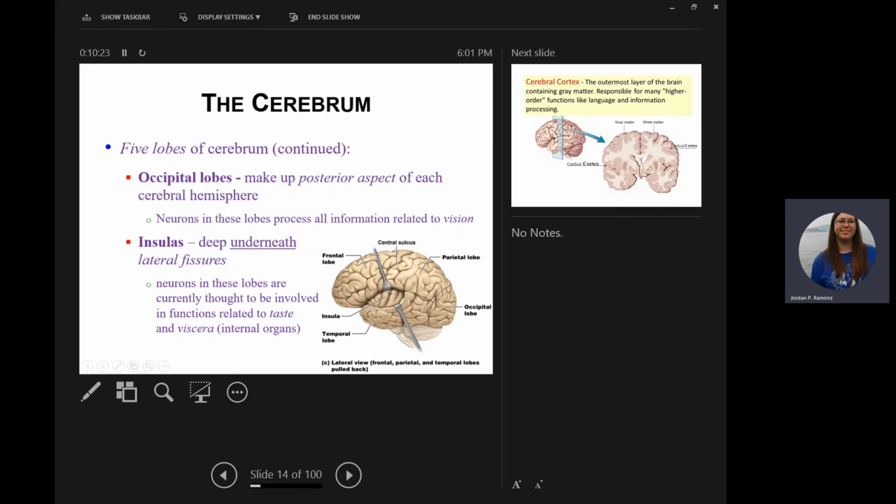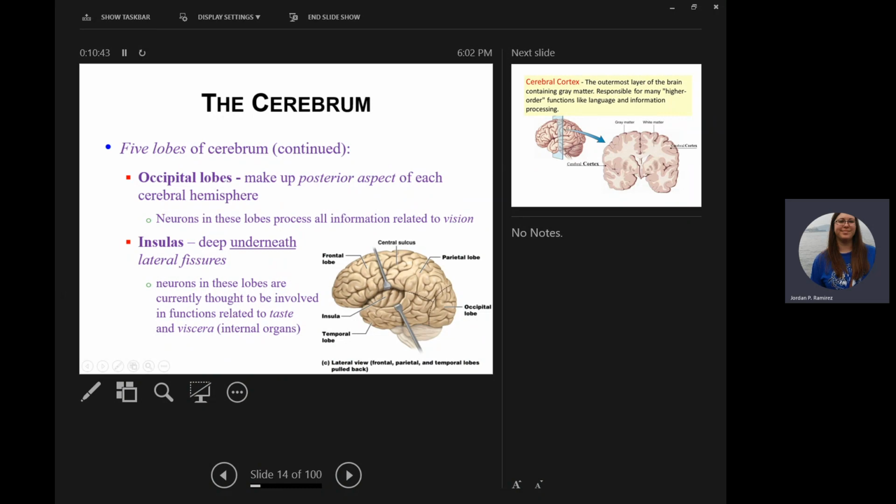All right, occipital lobes make up the posterior aspect of each cerebral hemisphere. Again, that's on this posterior side here. Neurons in these lobes process all information related to vision. I always thought that was interesting because it's completely opposite of where the eyes are. So very back side, very farthest away. That always helped me to remember that.